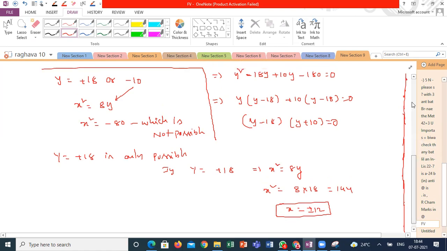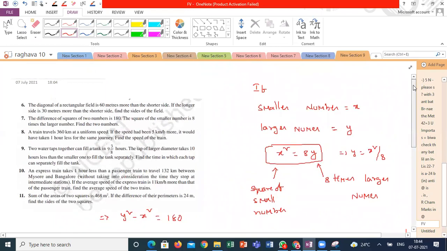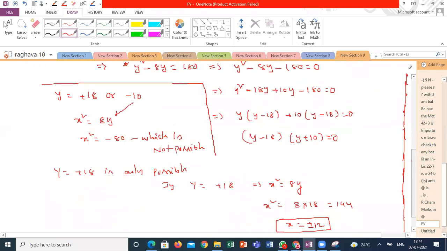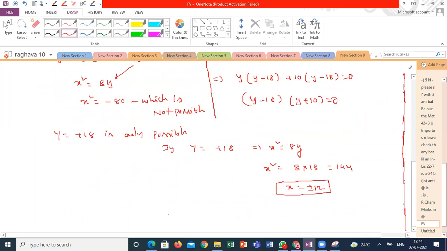Because the square of a number is going to be positive, sir, but if we take negative... Why minus 12 I can't take? So we can take both, sir. You can take both. So x is equal to plus 12 or minus 12. So the numbers are 18 comma minus 12 or 18 comma plus 12.